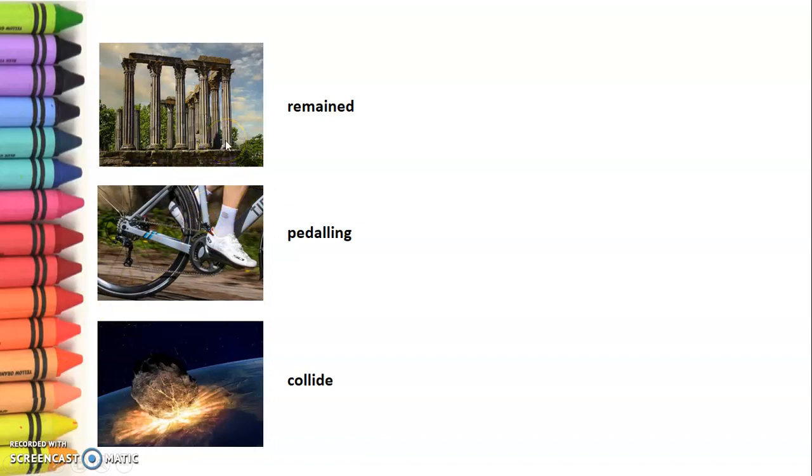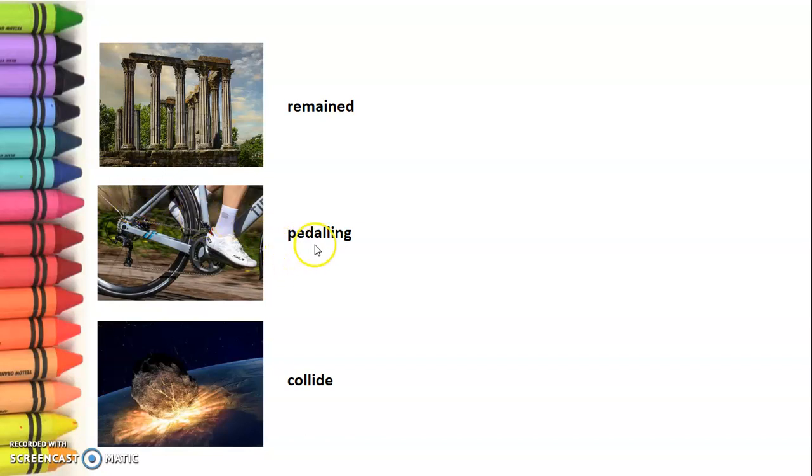Next one. Number 7, remained. Formal, to stay in the same place or in the same condition. Like these Roman structures that have remained during centuries, right? These are beautiful. Another example would be, she remained unconscious for several hours.